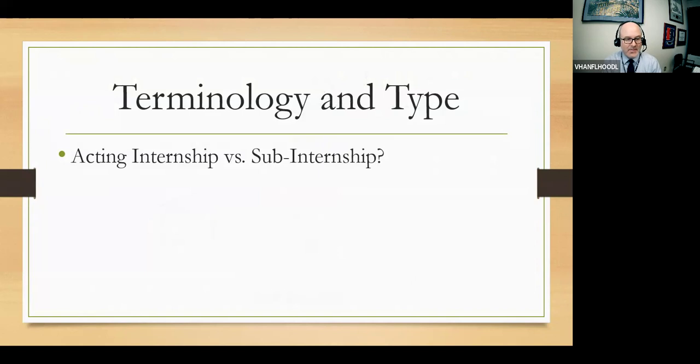So is it an acting internship or is it a sub-internship? Well, it turns out it doesn't matter. After looking at probably 100 different articles in preparation for this talk, there's no study about the value of one versus the other or the prevalence of one versus the other. They're essentially synonymous. And I apologize if this is repetitious to those of you who know it, but the sub-internship is in the literature more and in the websites more, from what I've seen.